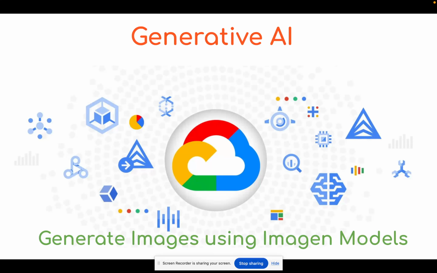Hi, as we already know, we have a couple of models we can use to generate images. One is the Gemini model, the other is the Imagen model. The difference is that the Gemini model creates great images, but if you would like extra, extraordinary quality of an image, you should use the Imagen models. Now let's see how we can generate an image using the Imagen models.